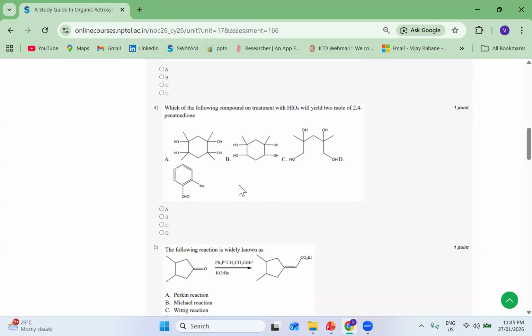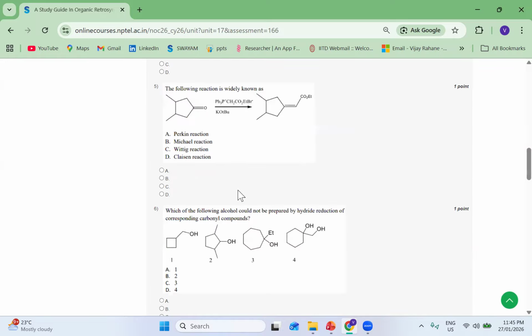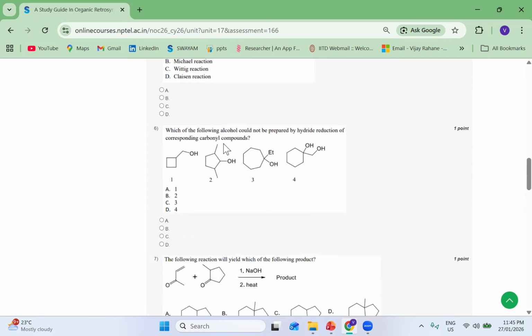The fourth question is about the treatment of hydroiodic acid on the alcohol, and the fifth is similarly based on the Wittig reaction. I will not really solve all the questions because I should not solve the questions from the assignment.